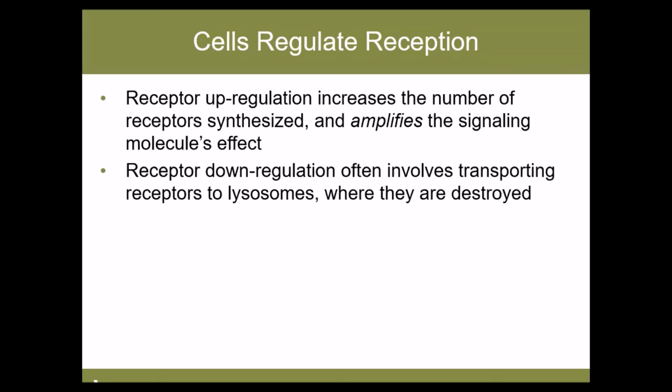Downregulation is kind of the same thing. If you need to decrease the reaction or the cell's response, one way to do it is to decrease the amount of chemical signal, but the cell can also decrease the amount of receptors. And if you drop the number of receptors, then you're going to downsize the response. And so your lysosomes that we've talked about before, which contain digestive enzymes, can actually digest some of those receptors so that you have a lower response.